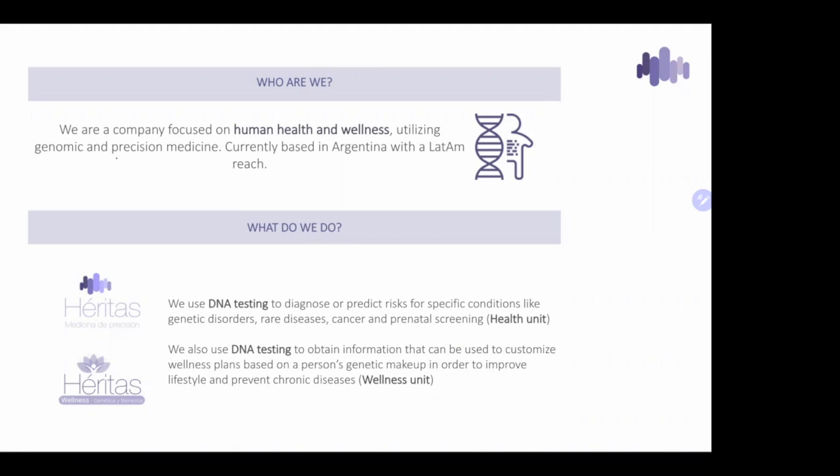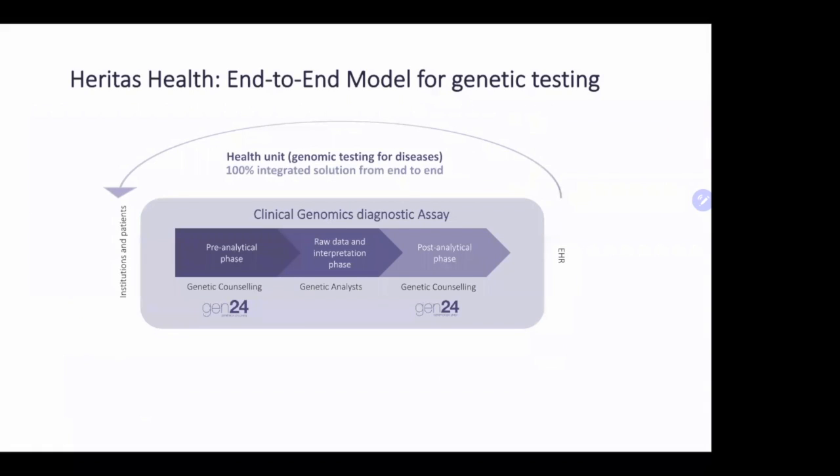Within our health unit, we use DNA testing to diagnose or predict risk for specific conditions like genetic disorders, rare diseases, cancer, and prenatal screening. And within our wellness unit, we also use DNA testing to obtain information that can be customized in wellness plans. So Editas offers an end-to-end model for genetic testing. Within the health unit, we have 100% integrated solutions from end to end.